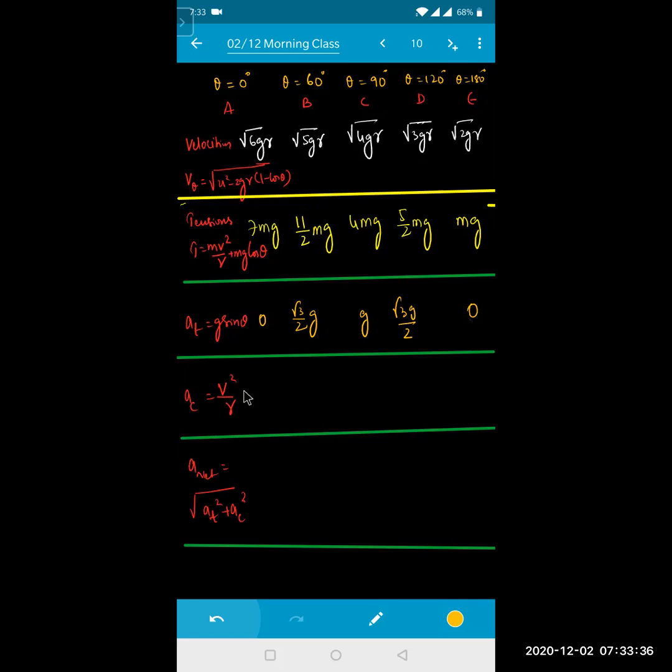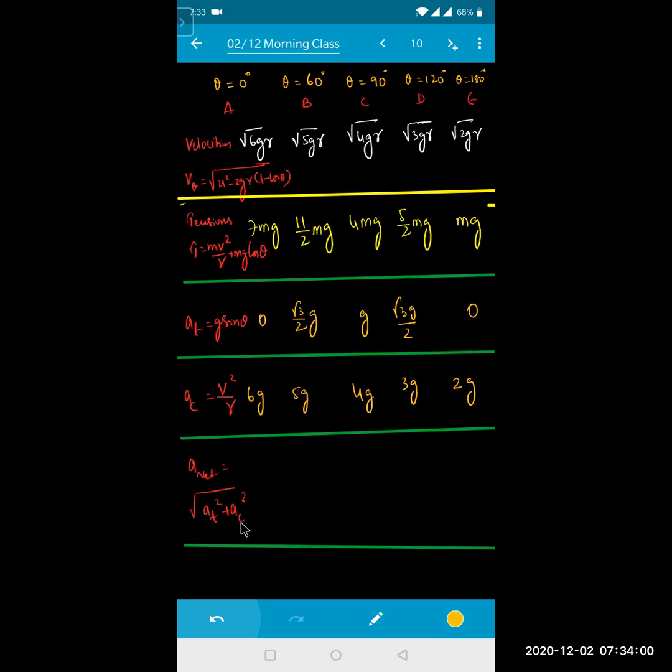Now a_c is equal to v square by r. At θ = 0, the velocity is root 6 g r. That means 6 g r divided by r becomes 6g. The next one is 5g, then 4g, next one is 3g, next one is 2g.